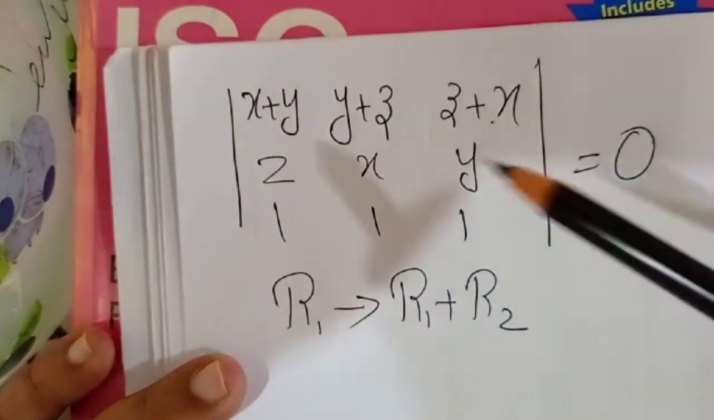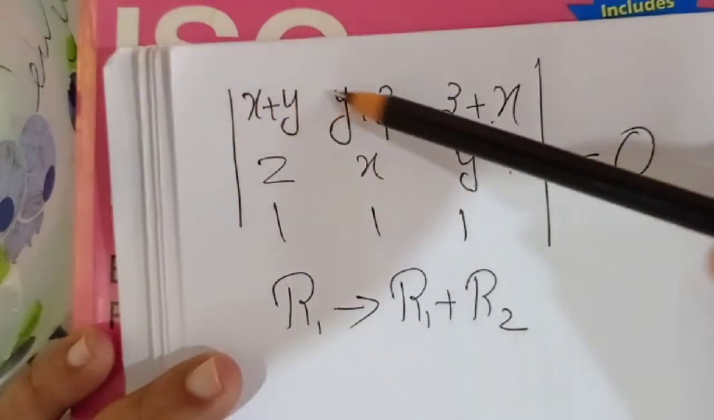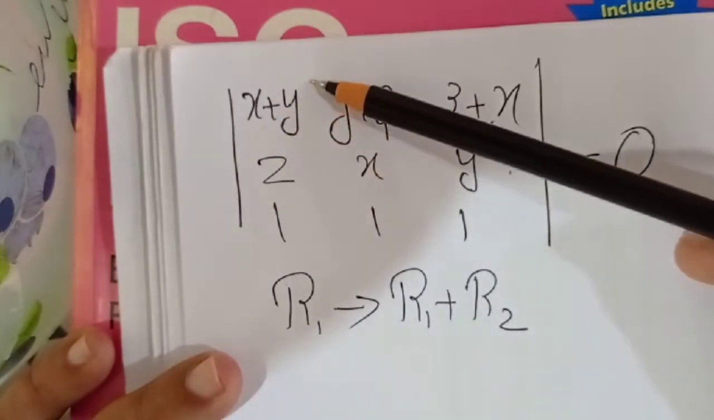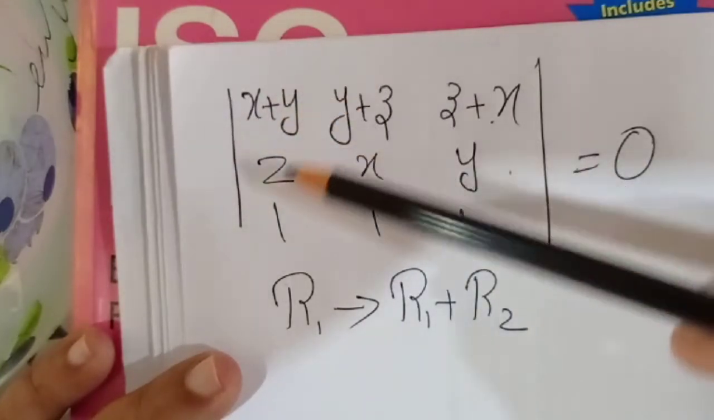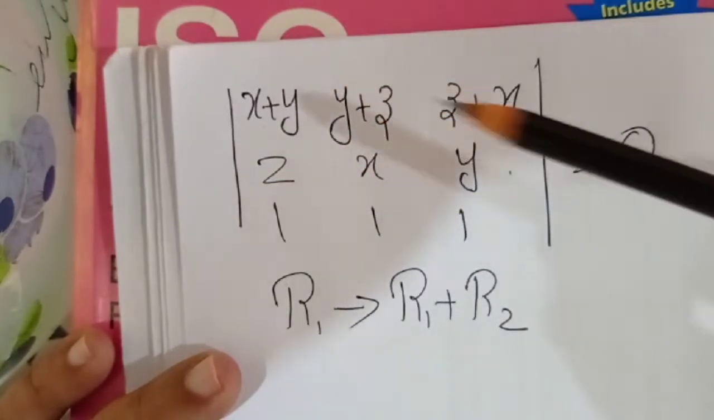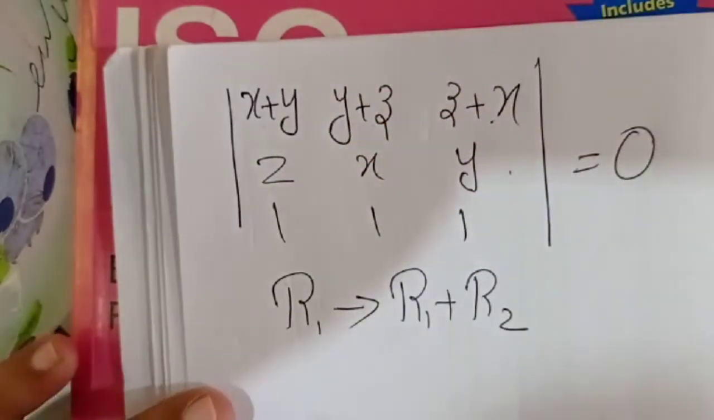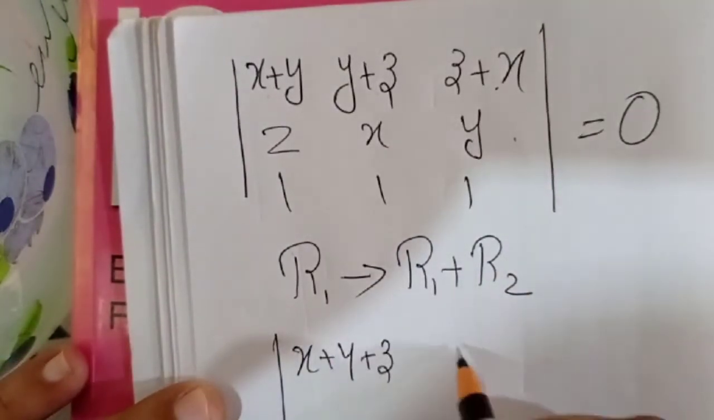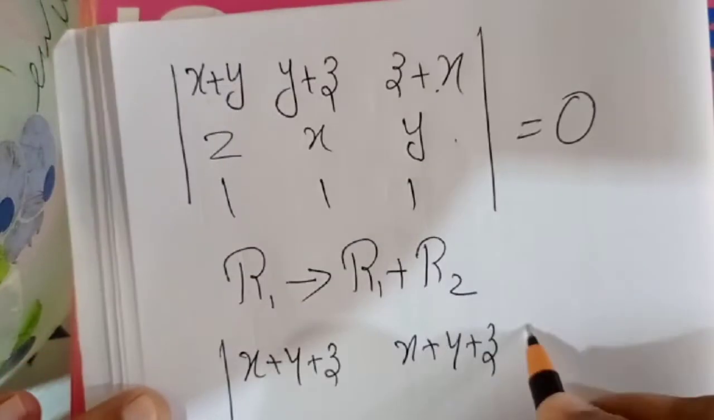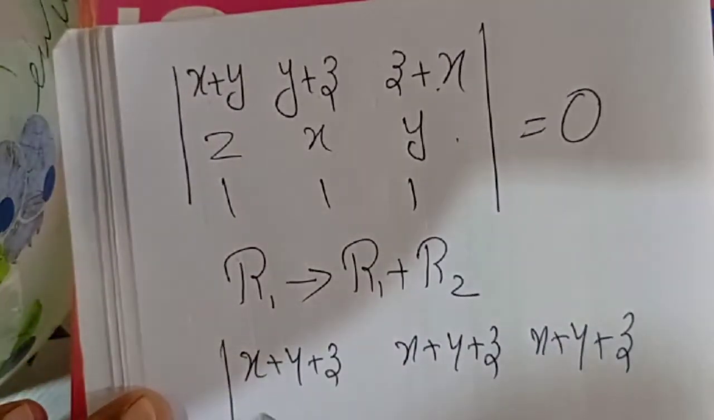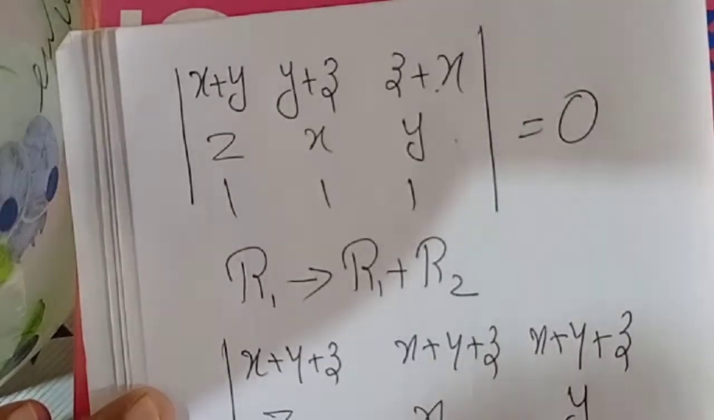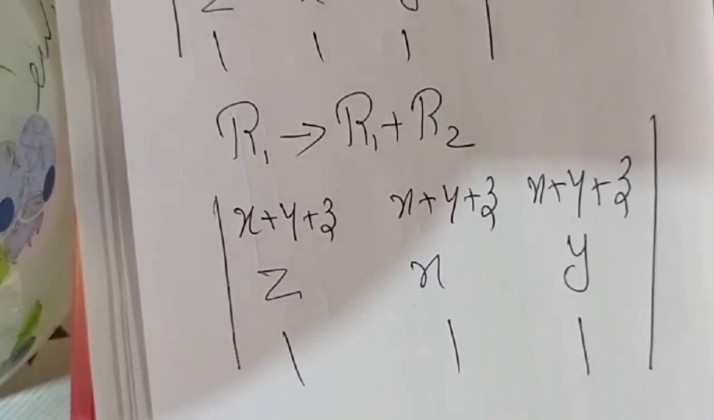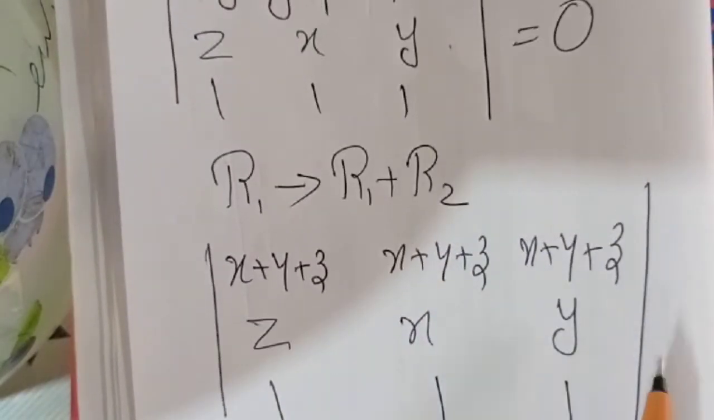What happened? R1 changes, that means we change R1 by adding R2 to R1. Look at the board. R1 plus R2 means x plus y plus z, x plus y plus z, x plus y plus z, isn't it? Then z, x, y, and 1, 1, 1. Copy the answer. Now what is the result? What is the next step?